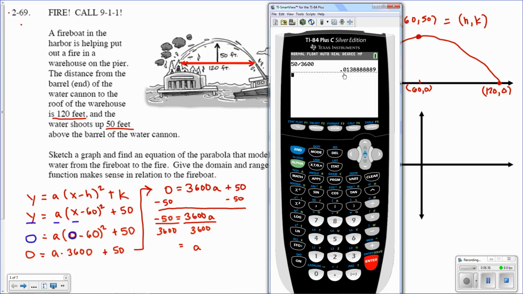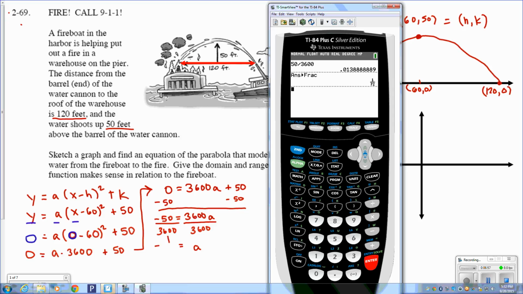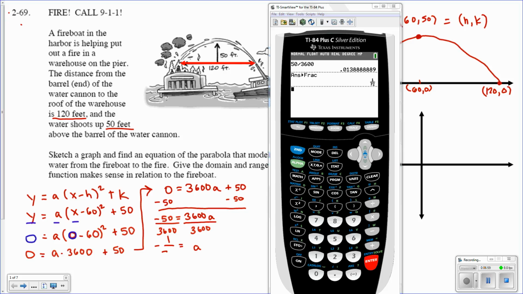That gives us a decimal value here. If you want to take that decimal on your calculator and convert it into a fraction, just go to Math. And then number 1 here, we'll convert some number into a fraction. So what do we have there? It would turn into 1 over 72. Now this is negative here, so we're going to have a negative 1/72.